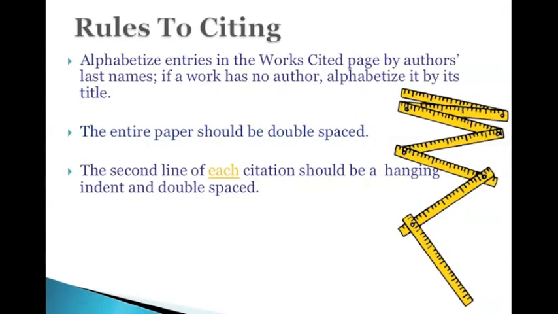There are rules to follow when citing. MLA requires the entire paper to be double-spaced. This includes the works cited page as well. All entries should be alphabetized by the author's last name. If the work has no author, alphabetize it by its title. The second line of each citation should have a hanging indent and be double-spaced. Please note that students often make the mistake of indenting the first line. After the first line, each line should have a hanging indent.